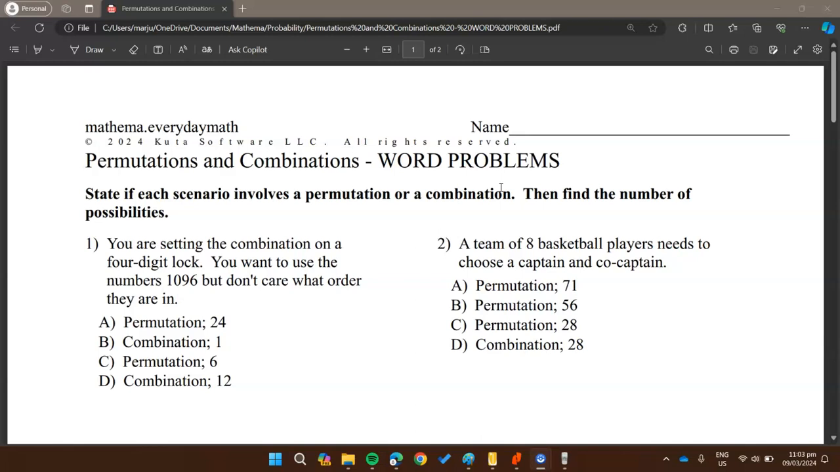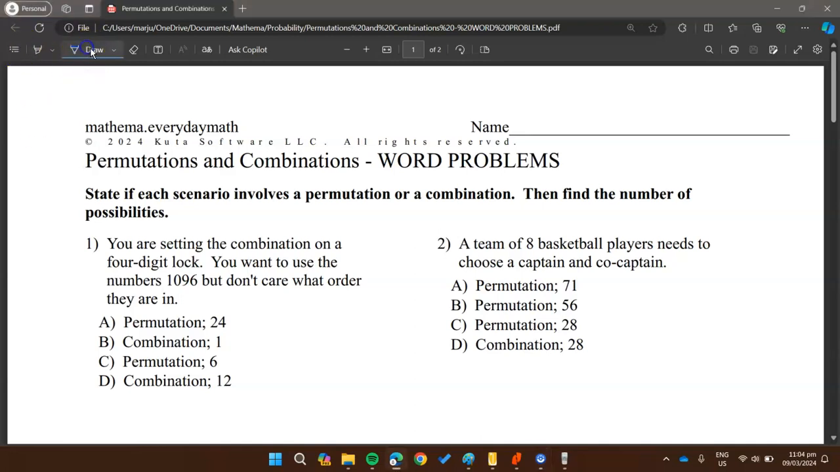So the instruction is, state if each situation or scenario involves a permutation or a combination. Then find the number of possibilities. So number 1, you are setting the combination on a 4-digit lock. You want to use the numbers 1, 0, 9, 6, but don't care what order they are in.